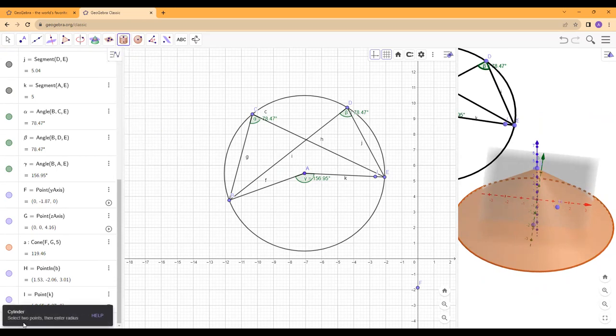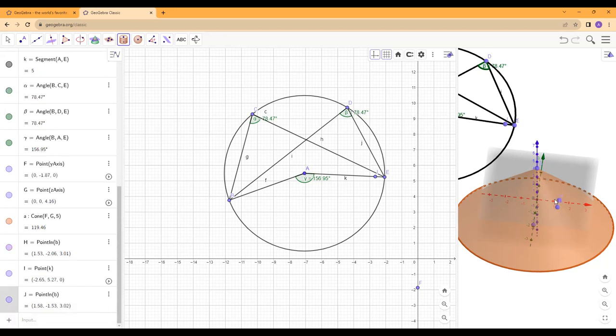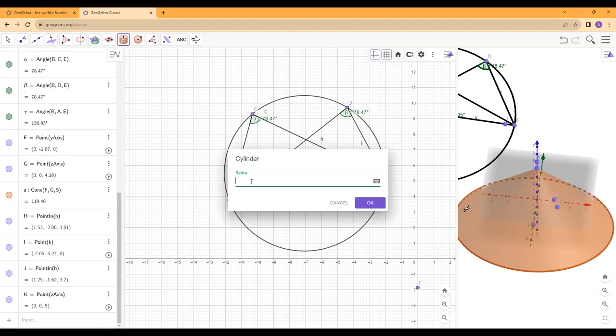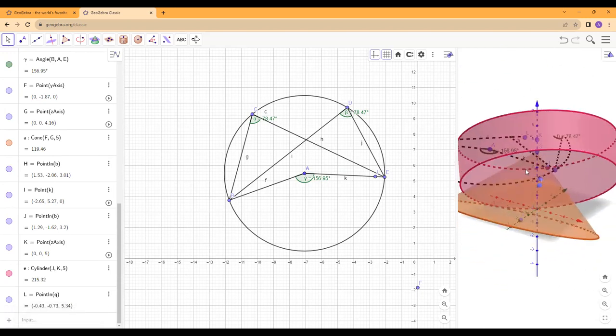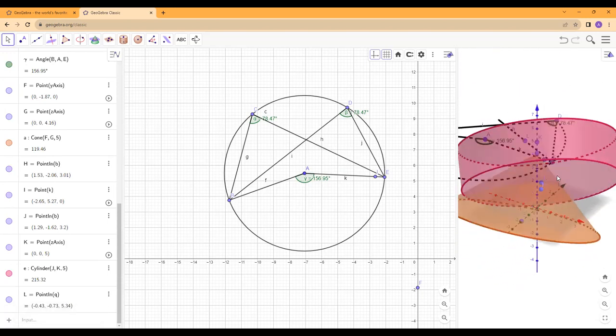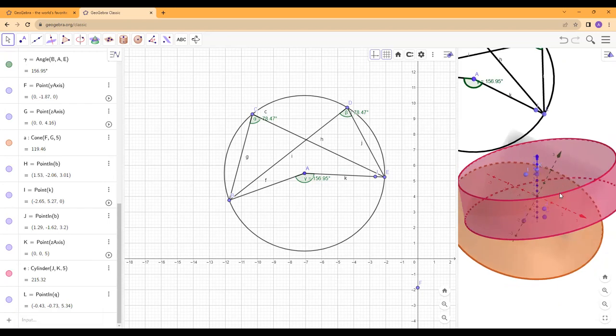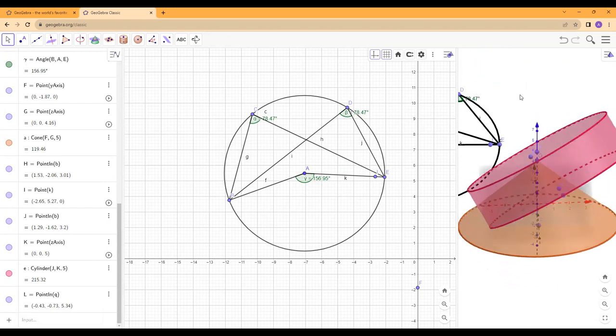So how to make a cylinder? The instruction is there. Select 2 points and then enter the radius. So I'm selecting 2 points. One point is here, another point is here. And now you can take the same radius, 5 centimeters. So make the figure in movable form. So I have drawn the cylinder also.